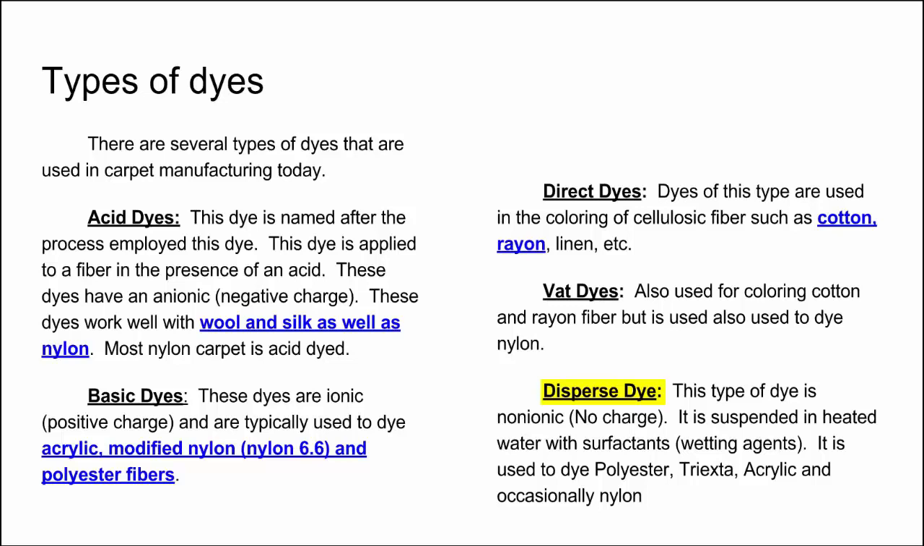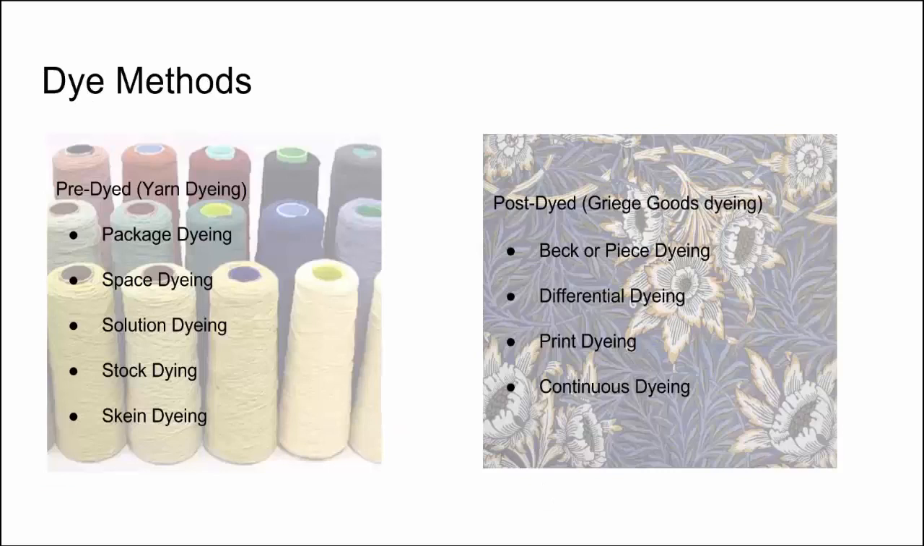They're designed to take the surface tension away from water, so it's designed to allow the water to go into the fiber it's being applied to easier or better. It's used to dye typically polyester, triexta, and acrylic. Occasionally nylon, but not that often. As far as dye methods, there's 2 basic dye methods that are used.